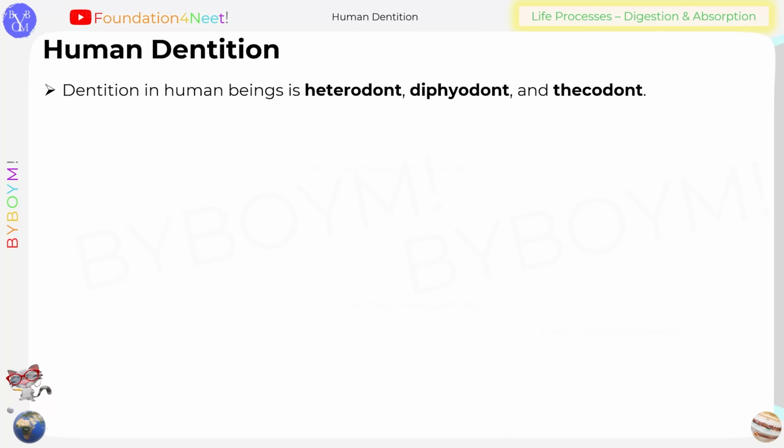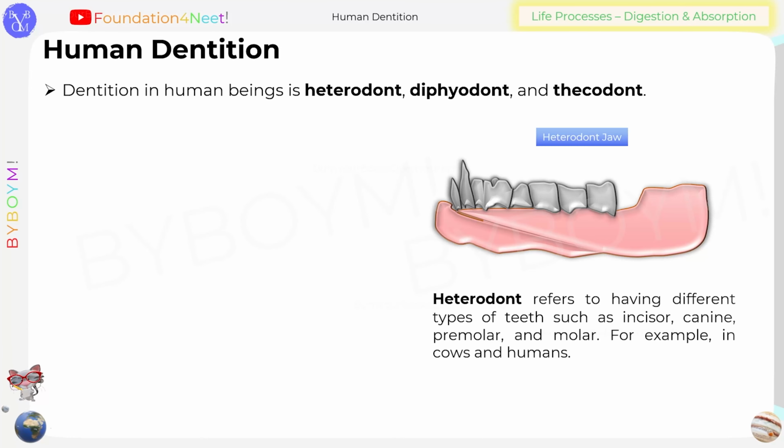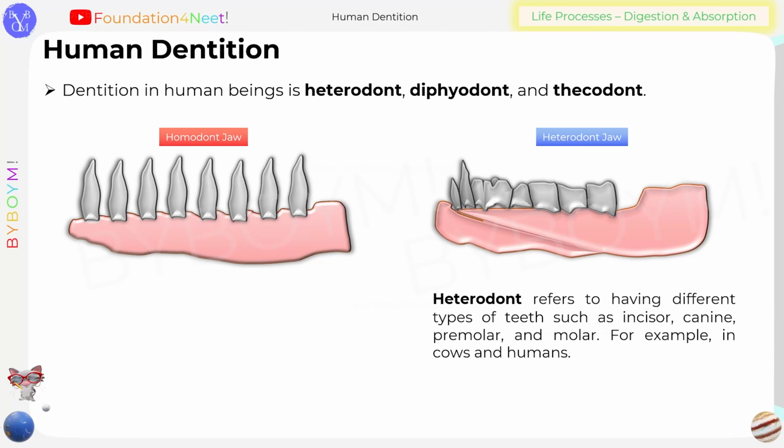The dentition in human beings is Heterodont, Diphyodont and Thecodont. Let us take a deeper look at each of them one by one. The first thing we are talking about is Heterodont. Hetero means different, and dont refers to the type of dentition. So Heterodont means having different types of teeth. So we have incisor, canine, premolar and molar. Such type of dentition is observed in cows and humans.